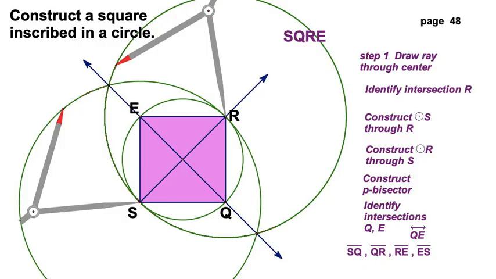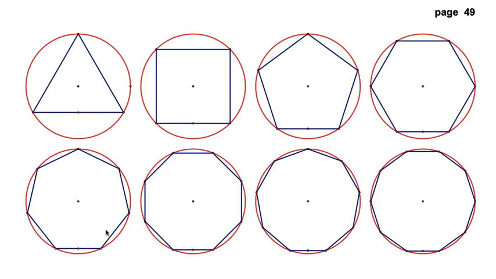Now, before I let you go, I just want to remind you of one thing. I mentioned this in the other video, but all the regular polygons can be inscribed in a circle. Now, a shape inscribed in a circle does not have to be regular, but all the regular ones are inscribed in a circle.